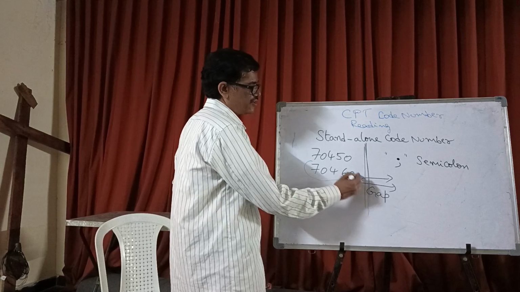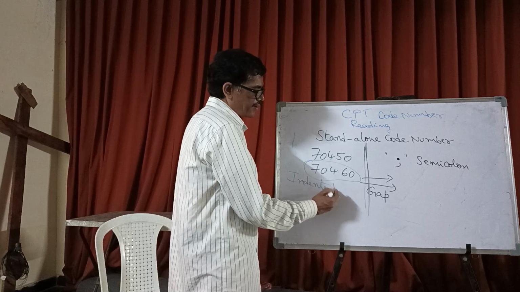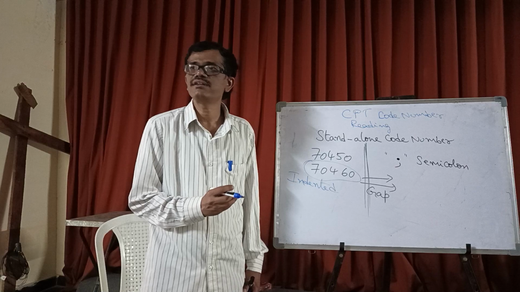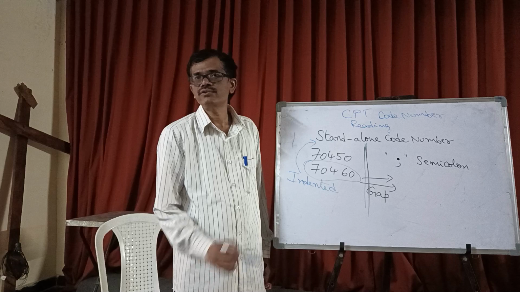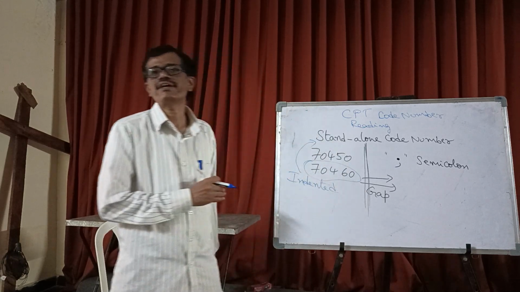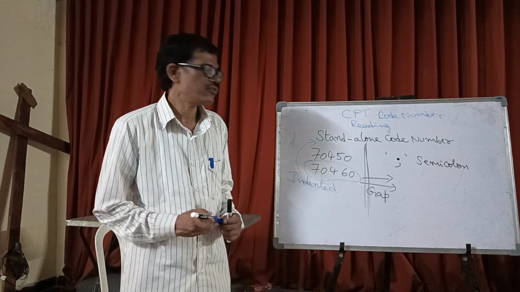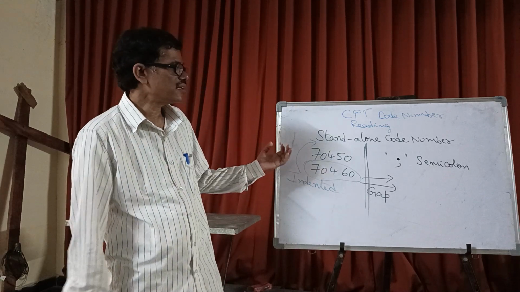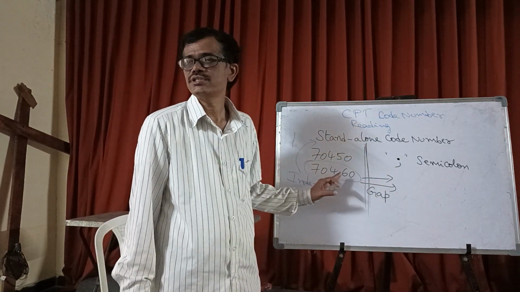460 is not a standalone code. 460 is called an indented code, which does not have the complete description. It depends on the standalone code. You have to read based on the standalone code, gather some information from the standalone code, attach this, and then continue with the reading. How to read 70460? You have to take the text before the semicolon and attach it to this 460.